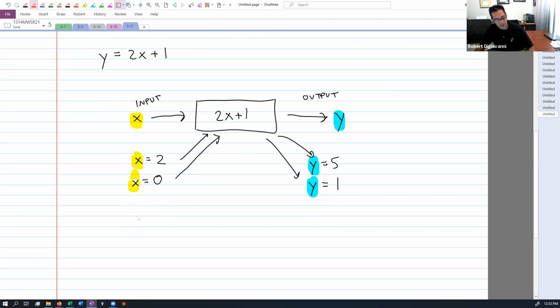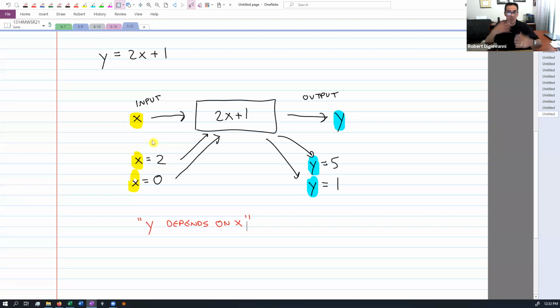So I could say this, y depends on x. This 5 depends on what I plugged in for x. The 1 depends on what I plugged in for x. Any answer I get will depend on the input. What comes out of the machine depends on x.